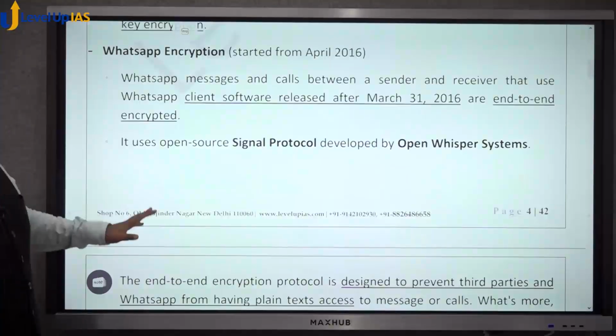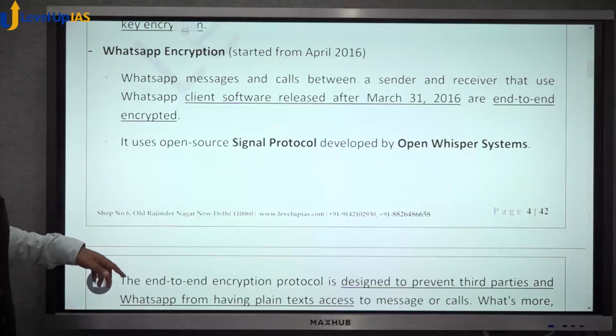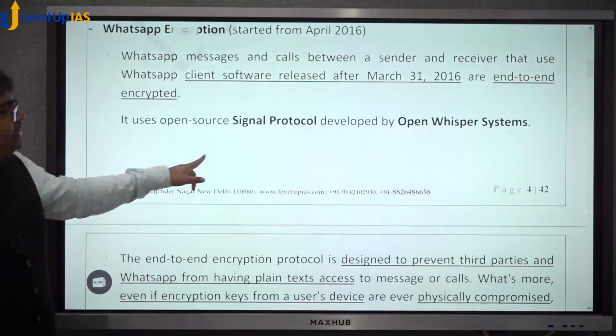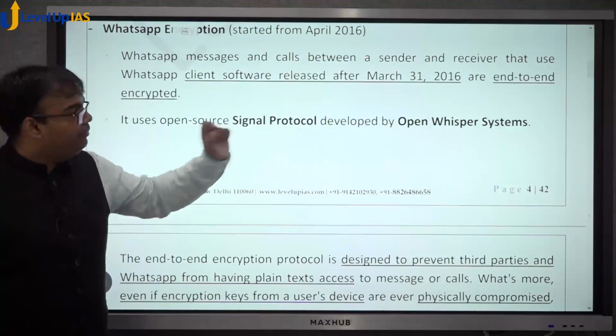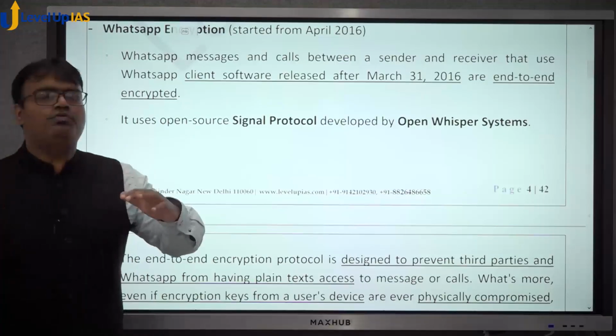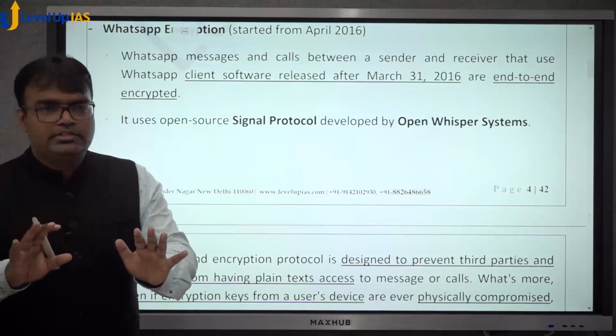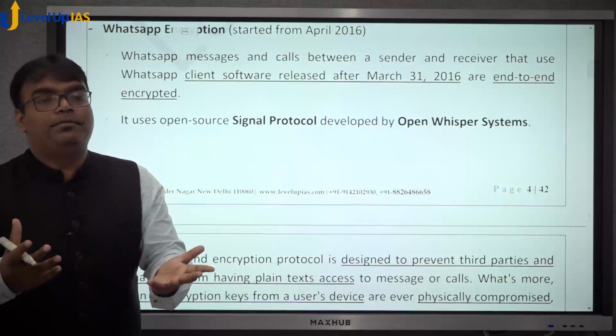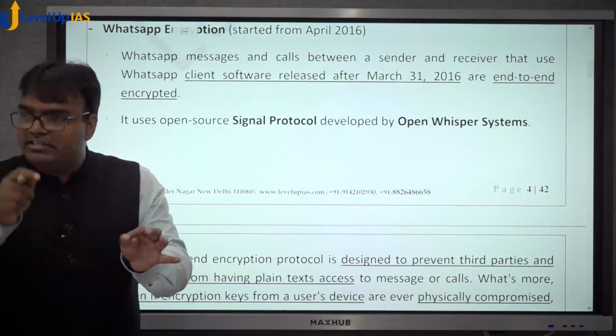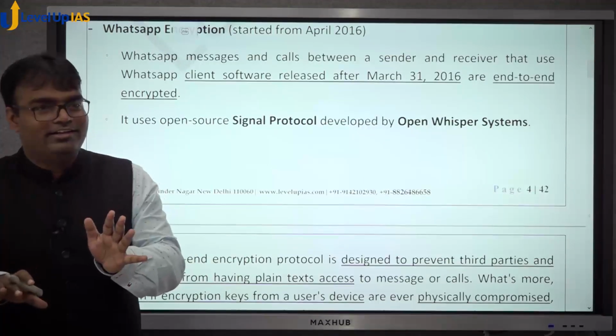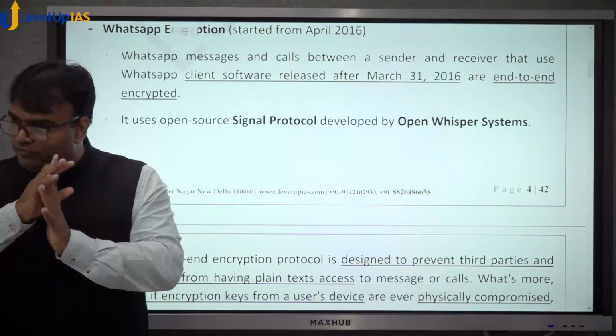Now coming to WhatsApp encryption. What mechanism is WhatsApp using? WhatsApp is using the Signal protocol, which has been developed by Open Whisper Systems. We do not have to get into the details of this. See, UPSC has asked what public key cryptography is. They haven't asked what happens inside the Signal protocol, and they would not even ask it.